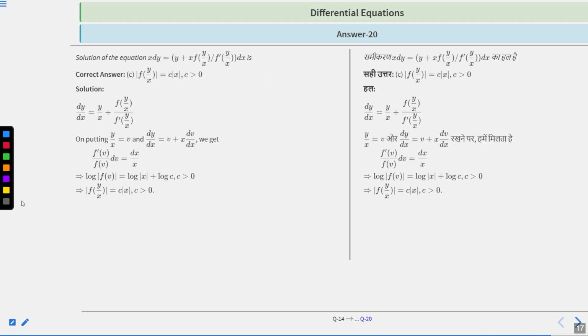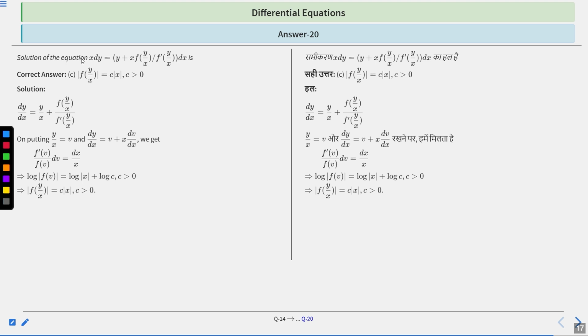Okay, let's move to the solution part C. When we divide x on both sides, we will get dy by dx is equal to y by x plus f of (y by x) upon f dash of (y by x). Therefore, on putting the value of y by x equal to v, as we have discussed, y is equal to vx. Therefore, dy by dx is equal to v plus x dv by dx by differentiating both sides of y is equal to vx. Clear? We get f dash v upon f(v) dv is equal to dx upon x.